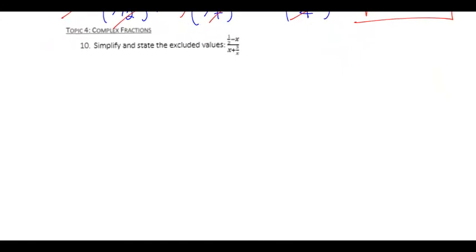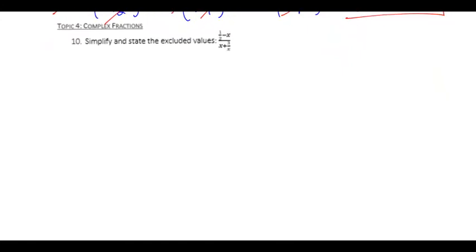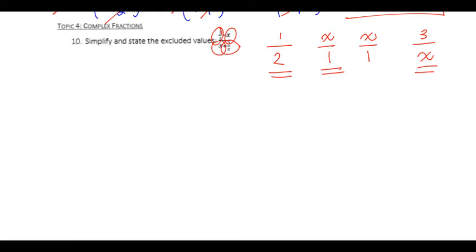The last question here is a complex fraction. The way I want to deal with this is to look at all 4 terms that I see in the fraction. I see a half, that's the first one. Then I see an x over 1, another x over 1, and lastly a 3 over x. By looking at the denominators, I see a 2, a 1 that repeats, and an x. That's going to make my least common denominator 2 times 1 times x, or 2x.